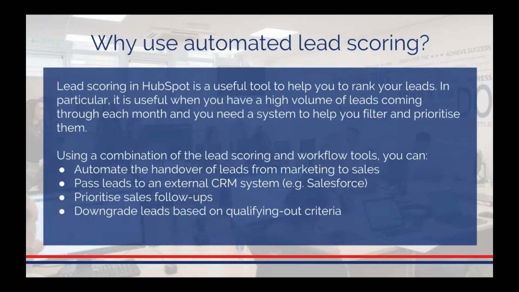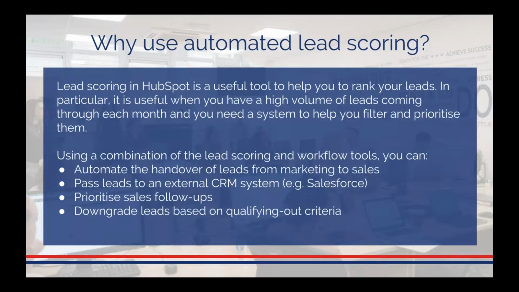When they reach a certain threshold, you can automate the handover, so either notify the sales team or change their lifecycle stage, any kind of trigger along those lines that can then pass those leads over to sales. You can also, if you're using an external CRM system like Salesforce, and you want to automate the process of moving those contacts from HubSpot into Salesforce or Dynamics, use lead score as a way of doing that, again at a threshold.